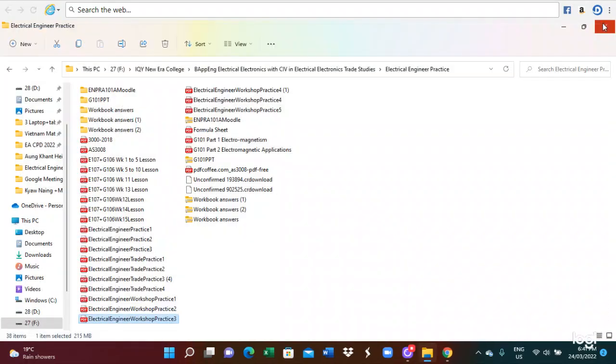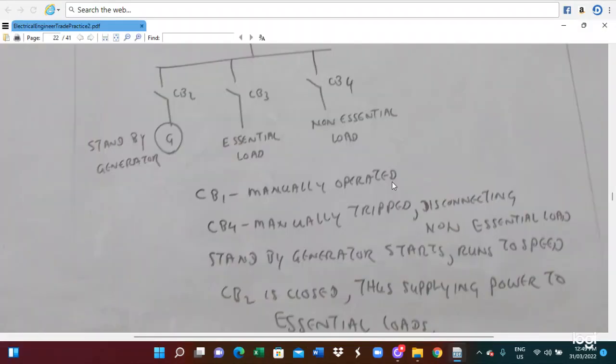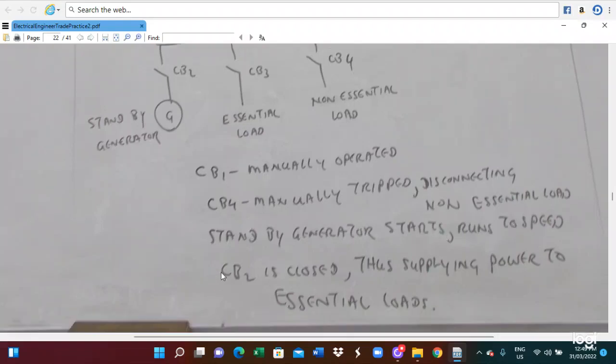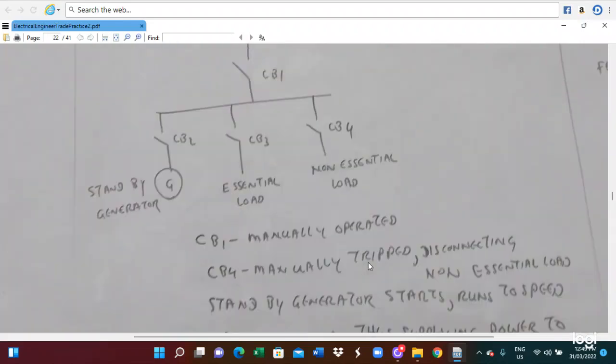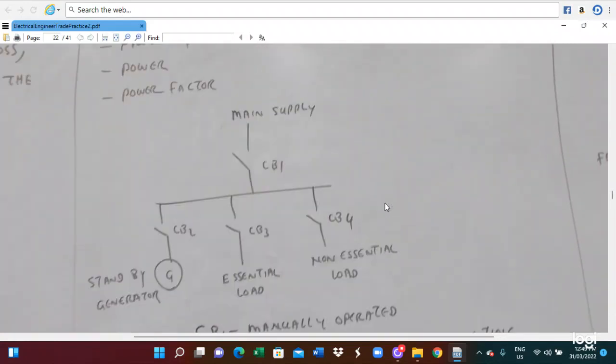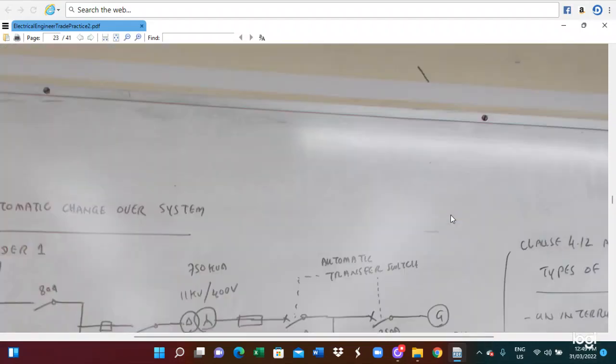Then we're talking about the circuit breaker, which will be manually operated by disconnecting non-essential load. The standby alternator starts, runs to speed, and circuit breaker 2 is closed when supplying power to the essential load. This is the configuration of the main power supply, the circuit breaker arrangement and the standby alternator.